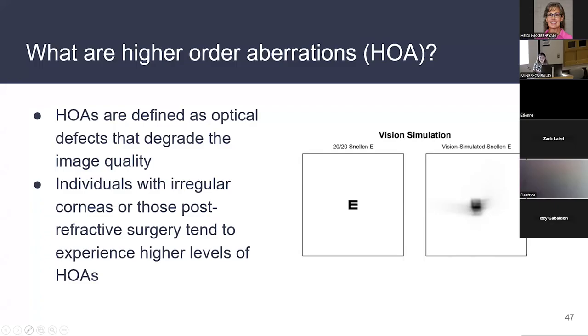However, let's say a patient already has their glasses prescription in place, or they already have that spherical and their astigmatism correction in place. However, when they're looking at that E, it still looks like this. That's because of higher order aberrations. Those aberrations are creating blur, or the inability for that image to focus on the retina. Individuals who have irregular corneas or are post-refractive surgery tend to have higher levels of higher order aberrations that are going to impact the quality of their vision.